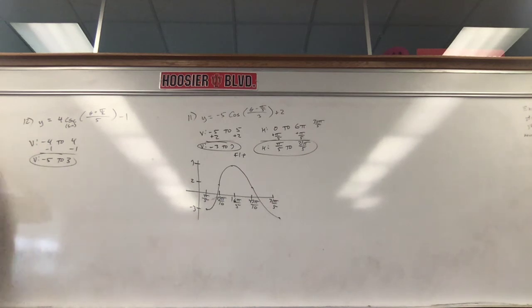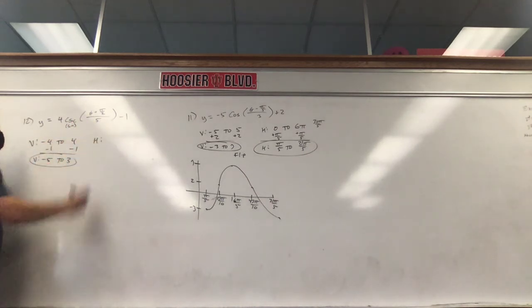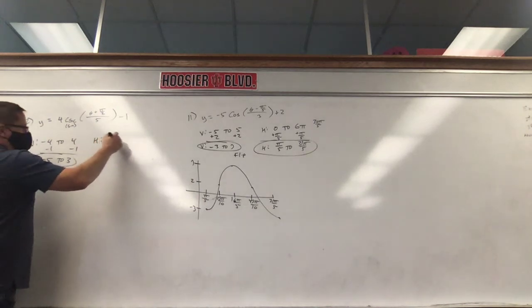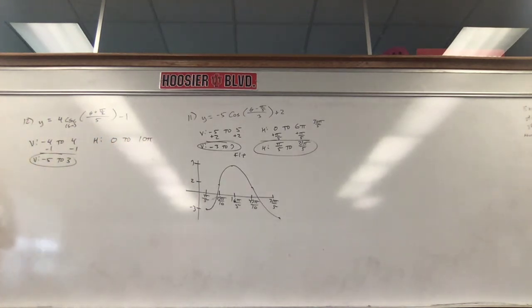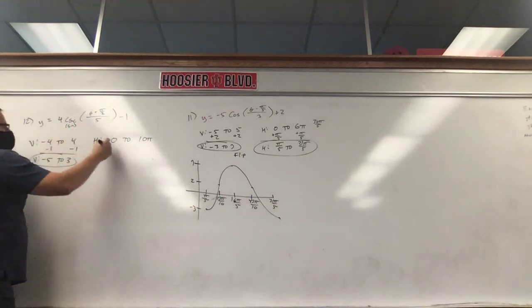Then we look at 5. Horizontally, again, I'm going to skip a step here. It goes from 0 to 10 pi. Okay? It says divide by 5, you do the opposite, you times 5. Everything with theta is the opposite. Then I have to subtract pi over 2 from each of them.